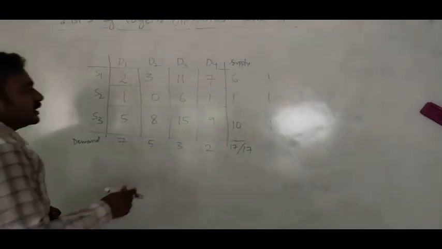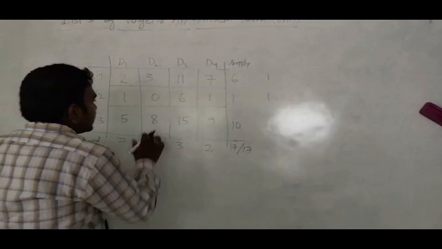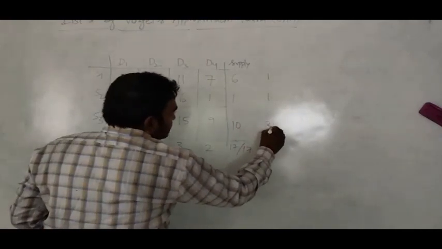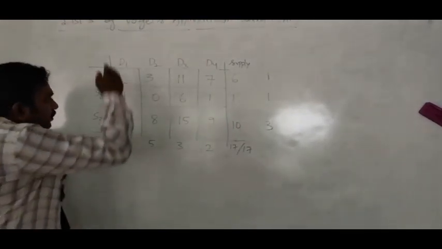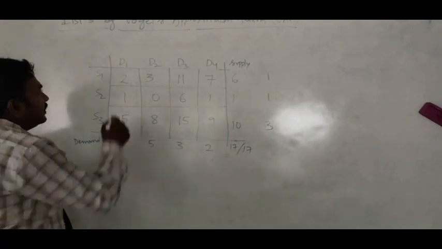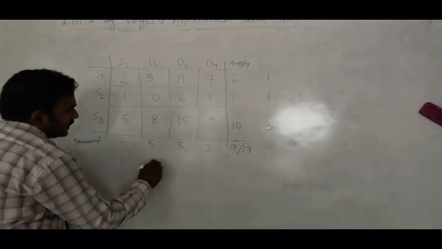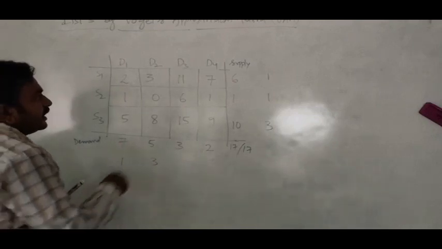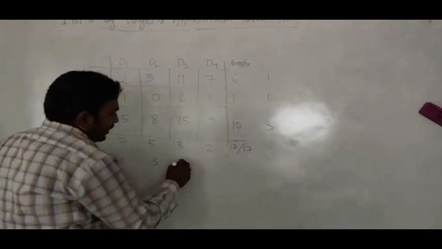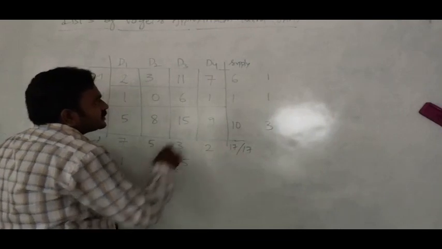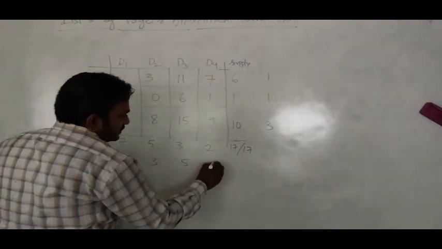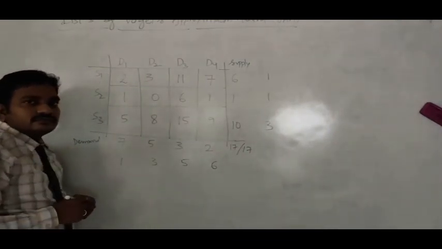Here the penalty for the S3 row is 8 minus 5, that is 3. Now find out column penalties. Similarly, 2 minus 1, 1. 3 minus 0, 3. And again 11 minus 6, 5. And the next one 7 minus 1, 6. So you find out the penalties.